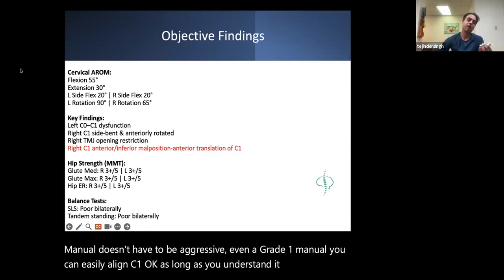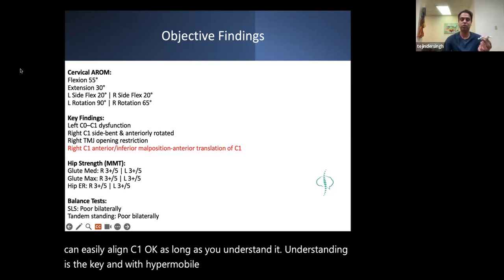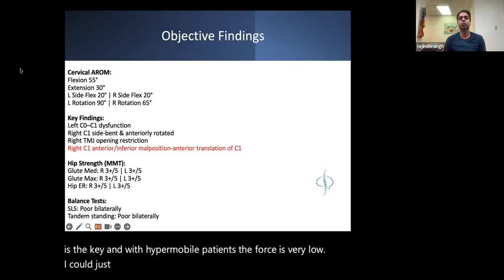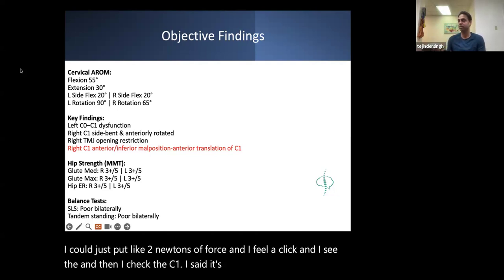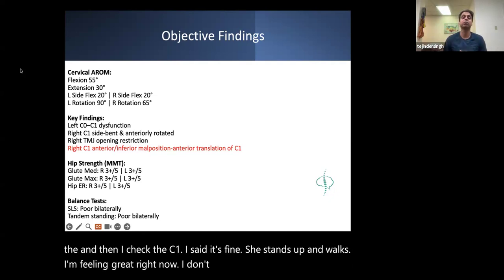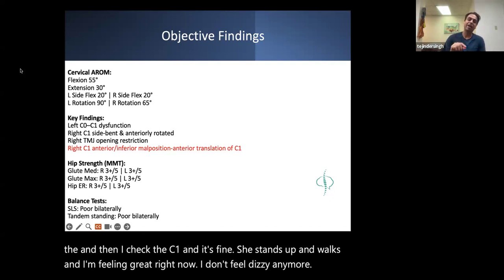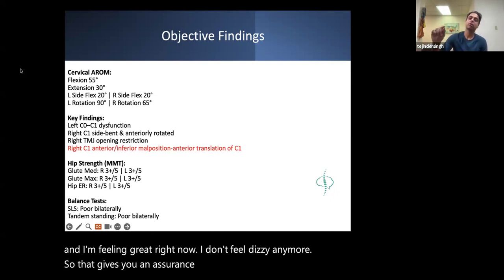Understanding is the key. And with hypermobile patients, the force is very low. I could just put like 2 newtons of force and I feel a click, and then I check the C1 and I say, it's fine. She stands up and walks. I'm fine. I'm feeling great right now. I don't feel dizzy anymore. So that gives you an assurance that you're not making up stuff. You're treating the right thing.